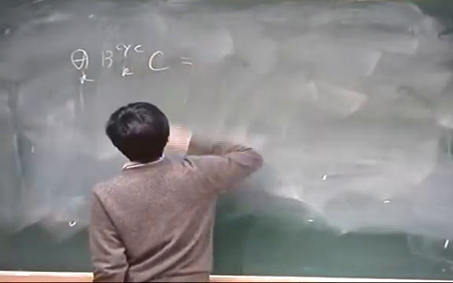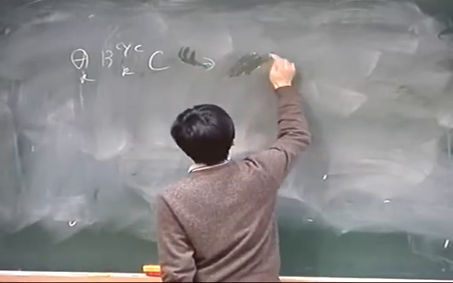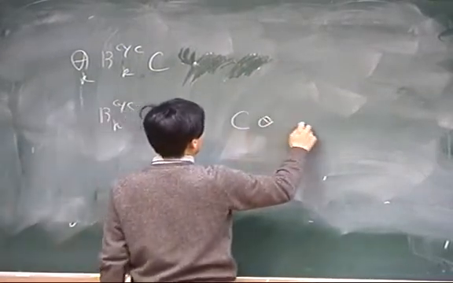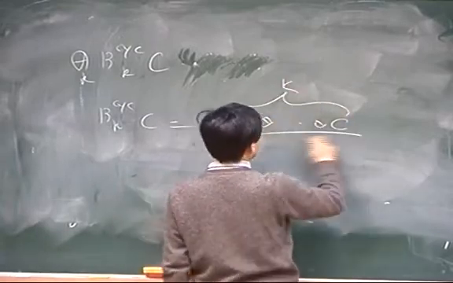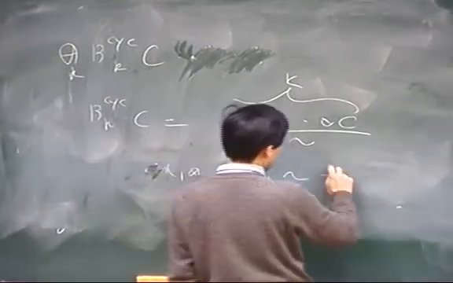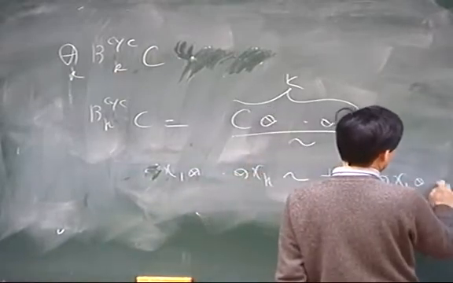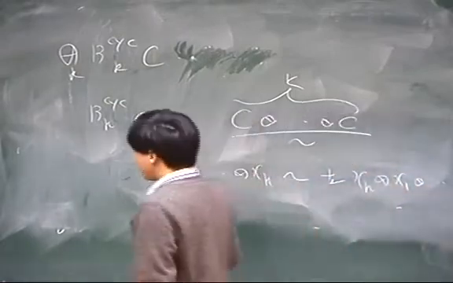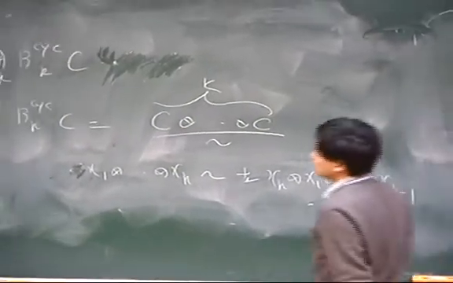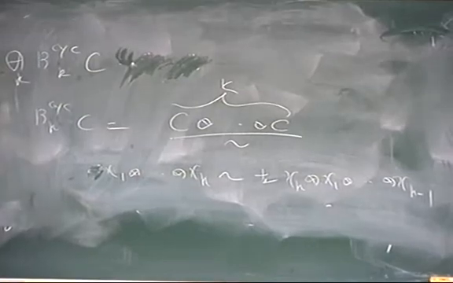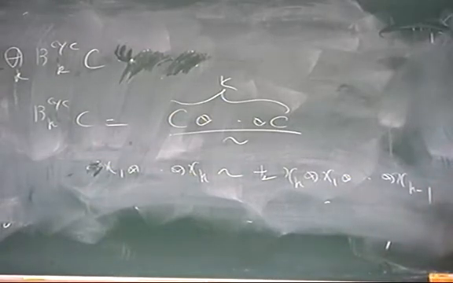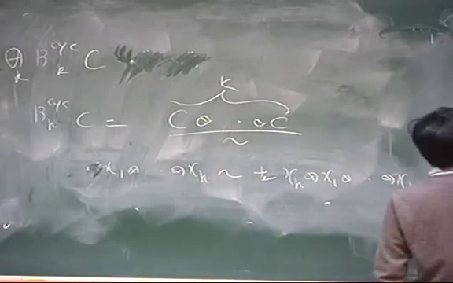Its elements are in B_K cyclic C. It is the tensor product of K copies of C divided by some relations, and this relation is just cyclic equivalence. So you have x1, ..., xk is equal to the sign times xk, x1, ..., xk minus 1. And using these mk operations, the infinity operations, we can define the cyclic differentials.